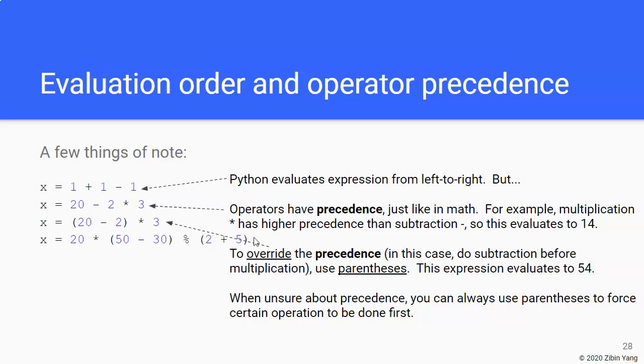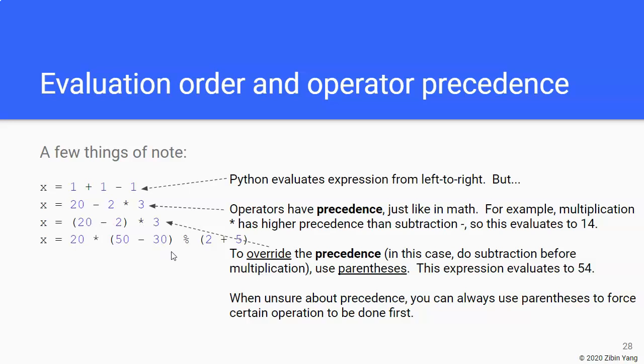The third thing is, if the precedence is not what we want, for example if we want to do the subtraction first, we can override the precedence by using parentheses. So putting 20 minus 2 in parentheses will force Python to evaluate that first. So 20 minus 2 is 18, and 18 multiplied by 3 gives us 54.